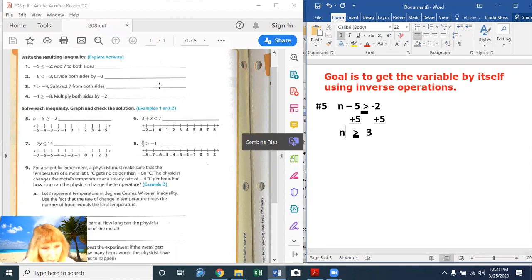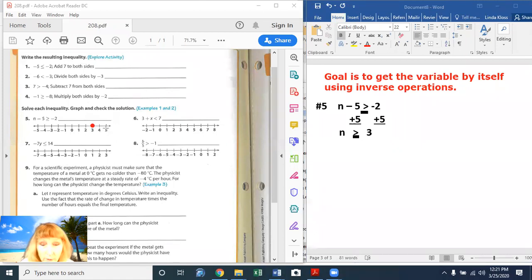So how do I graph that? So I'm going to go over here, pick a color. And we have n being larger than or equal to 3. So first I need a shape. Now am I going to fill in the circle or am I going to leave the circle open at 3? Correct, it's or equal to. So I'm going to have a filled in circle.